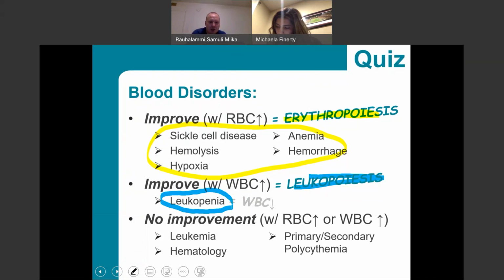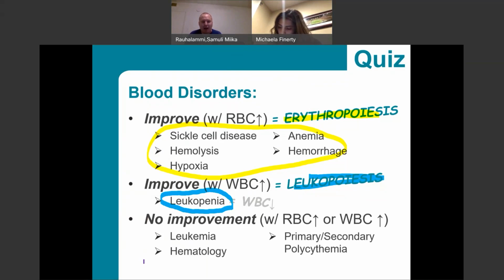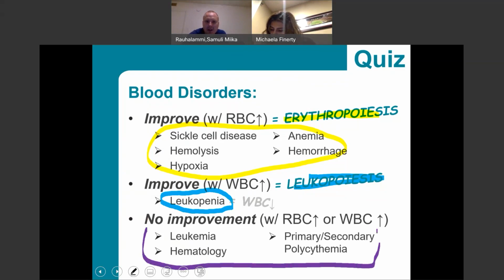So there are certain conditions where it will not have any effect on the red blood cell or white blood cell production. If you have this condition, it will not make us make more of these kinds of cells. In leukemia, hematology, primary and secondary polycythemia, there will be no improvement whatsoever. And again, this is going to be a question where you have those headings: improvement with the red blood cells, improvement with the white blood cells, or no improvement with red blood cell or white blood cell. And you are asked to drag these blood disorders under these headings.